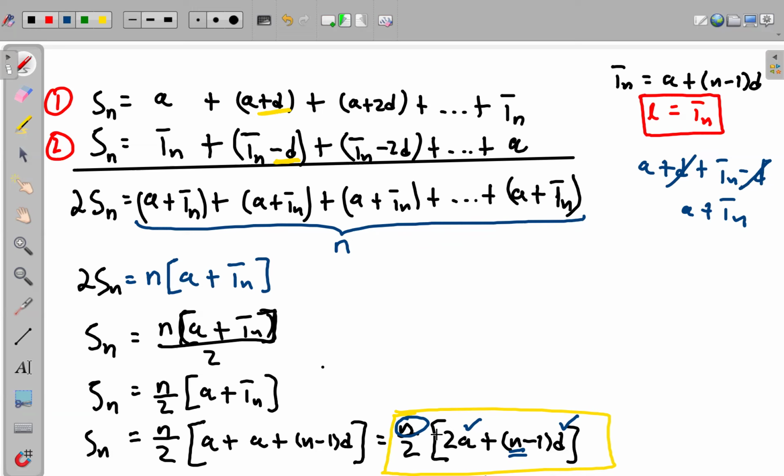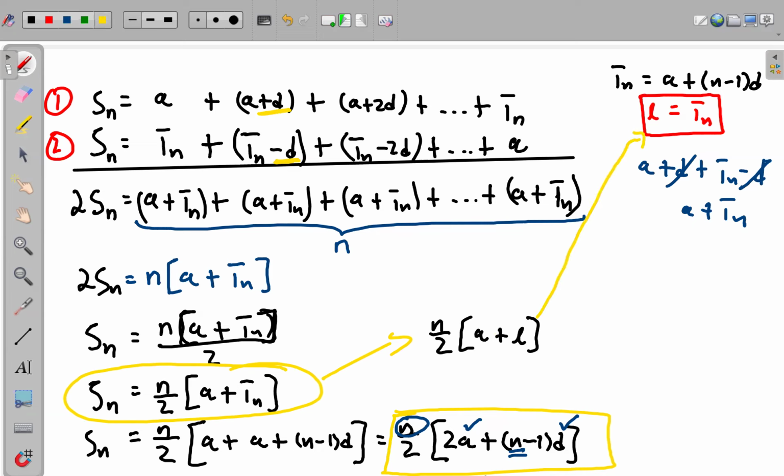I want you to take note, though, that in a case where I give you the last term of the series, instead of using this version of the formula, you could actually modify it. In the place of Tn, do the following: a plus L. Where does this come from? It comes from this red block here. We said L is equivalent to Tn. So once again, that's all I have done. I have replaced L with Tn.